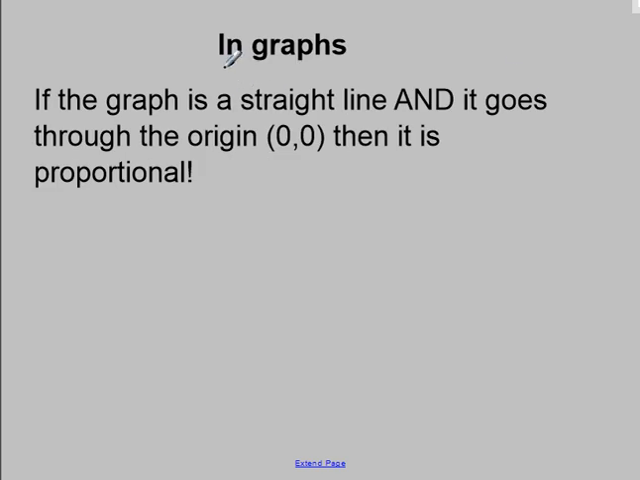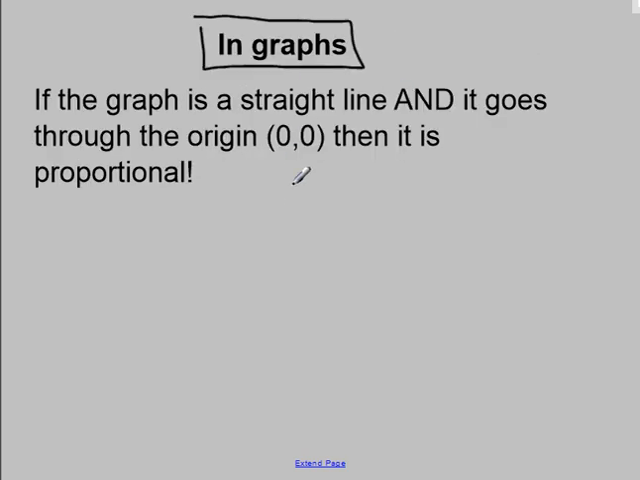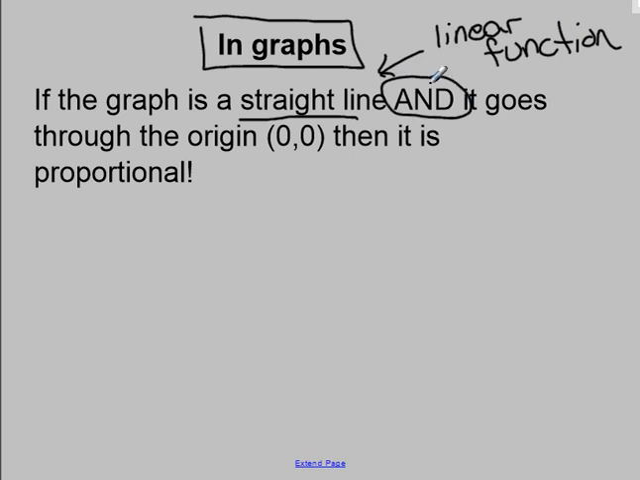So we're going to start with looking at graphs, and you can keep this on that same page. I believe it's page 48. Keep it on the same page, and this is what you need to know. If a graph is a straight line, that right away should clue you in that it is a linear function, first of all, and it goes through the origin.